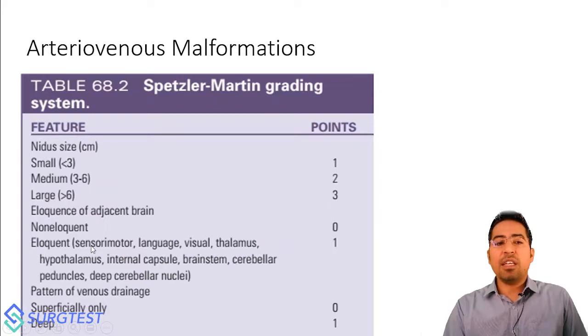So what is an eloquent area? Any area whereby if there is any lesion, you will see the difference. Either that particular body part will stop functioning, or you will have some sensory abnormality, or you will have a bowel bladder abnormality. All those areas are called eloquent areas. So if the AVM is located in an eloquent area, you will give it 1 point. Then venous drainage, whether it is superficial or deep. If it is superficial venous drainage, you will give it 0 point, and if it is deep venous drainage, you will give it 1 point. Then you will add all these points, and based on that you will decide upon the treatment and the grade of the AVM.